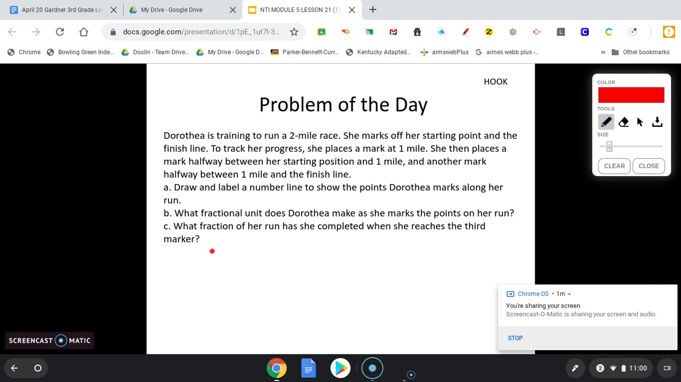So let's think about, what do we know in this story? Yes, she is training to run a 2-mile race. She marks off her starting point and the finish line. And very good, she places a mark at 1 mile. Then she places a mark halfway between her starting position and 1 mile, and another mark halfway between 1 mile and the finish line. So the first thing I start thinking is, I'm going to get my number line drawn. I think that will help me.